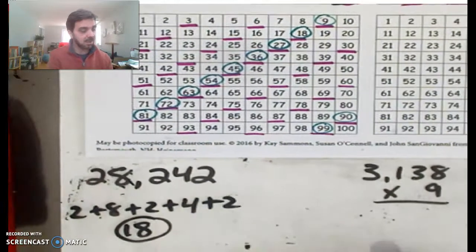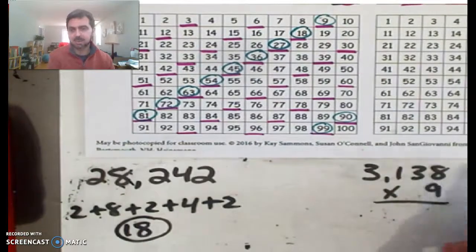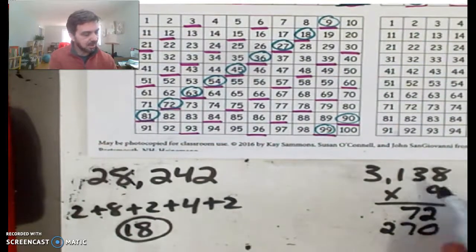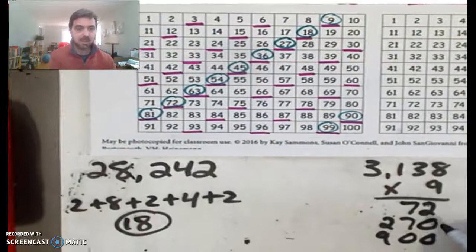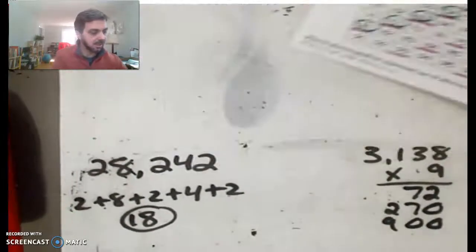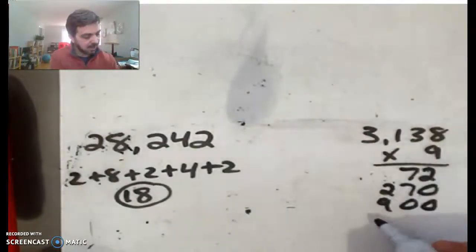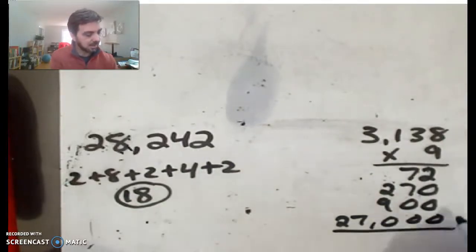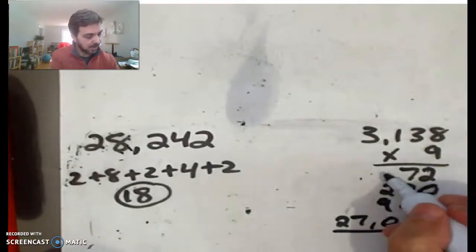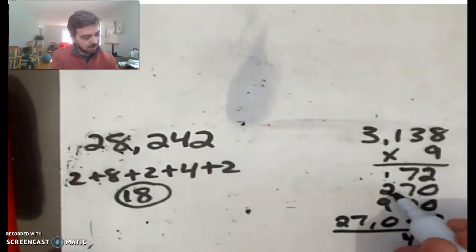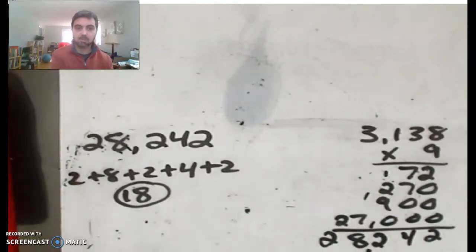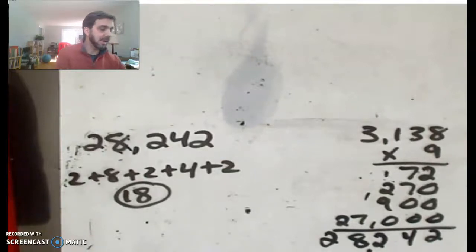And I can prove it, because look, 3,138, I used division. But if I multiply that, I get 9 times 8 is 72, 9 times 30 is 270, 9 times 100 is 900, and 9 times 3,000 is 27,000. So I've got 2, 4, carry the 1, regroup, 2, 8, 28,242. Yeah, it is. That's pretty awesome.